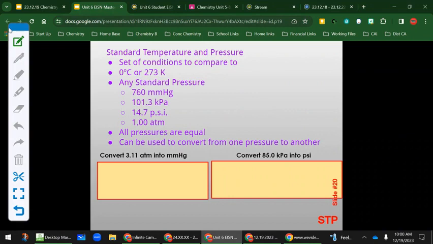Now, this 101.3 kPa, ladies and gentlemen, is 101,300 pascals. Now, to give you an idea of what a pascal is, we go back to our definition from yesterday. The amount of force applied over a certain area. If you were to take 1 Newton of force and apply it over 1 square meter, that's 1 pascal. That's what 1 pascal is. 1 Newton over 1 square meter.